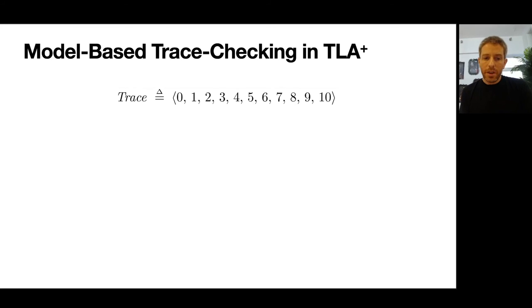So here the plot thickens. Suppose that our log file only records some of the variables in our system. For example, suppose it only logs the value of z. Does such a trace conform to our spec or not? Does our model allow for such an observable behavior of z?